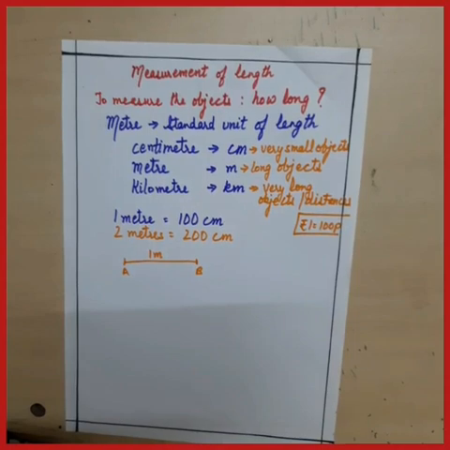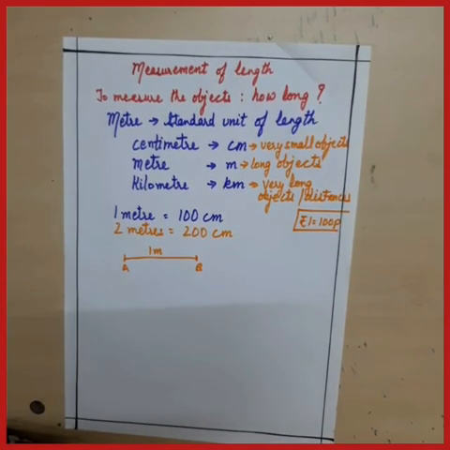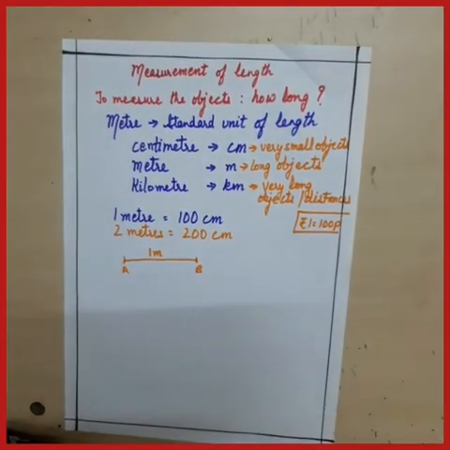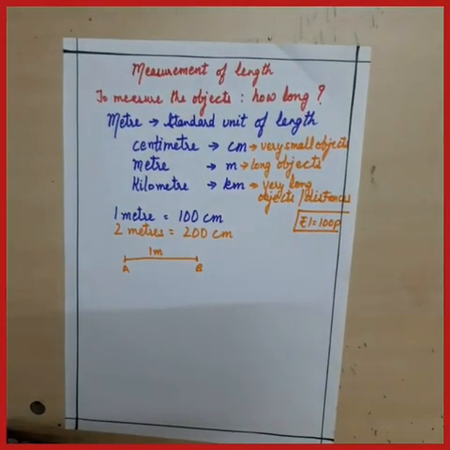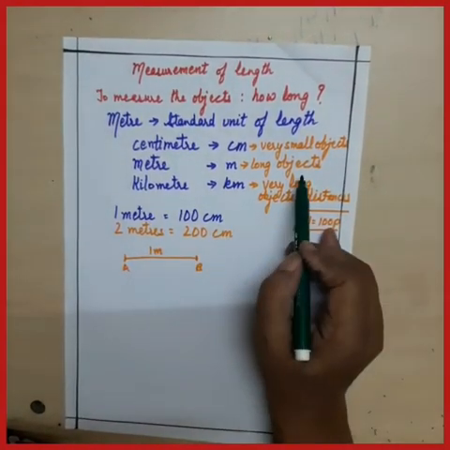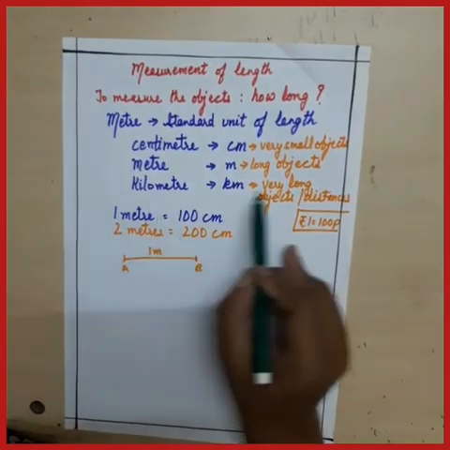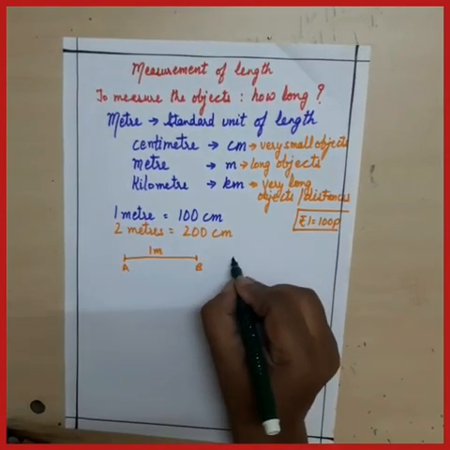Now, if you remember, your mother takes you to the market to buy cloth for your dress. Mama says, give me 2 meters of cloth to make the dress for my child. So, it is much bigger than the pencil, right? The cloth that your mother purchases is purchased in meters. So, long objects are measured in meters.